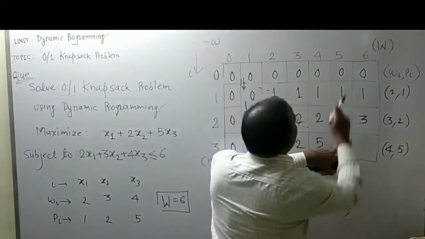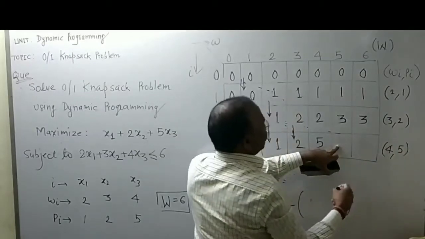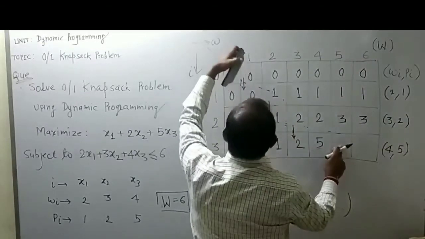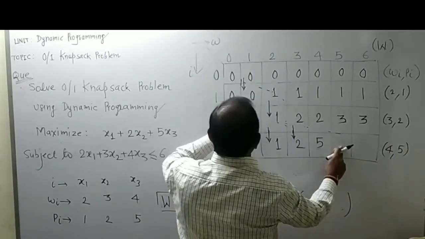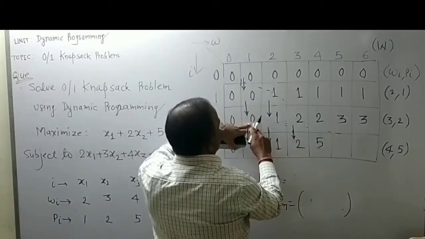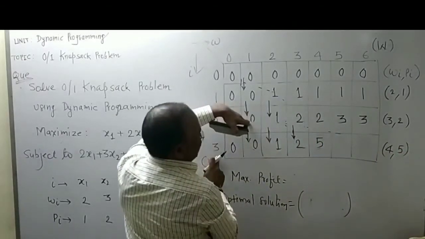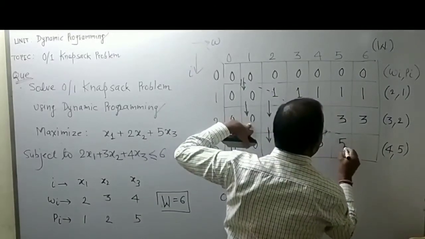Now for this, 5 is not less than 4. Find out another column using 5 minus 4, that is 1, the first column, and in the second row the cell will be this, and the value is 0.